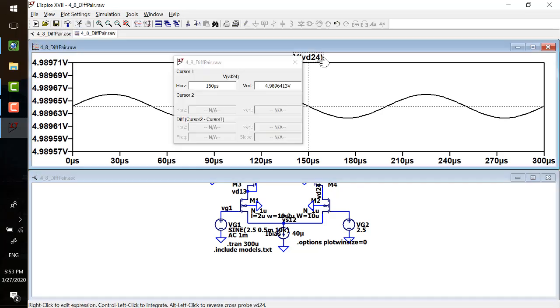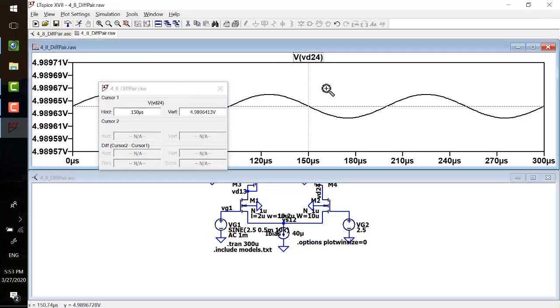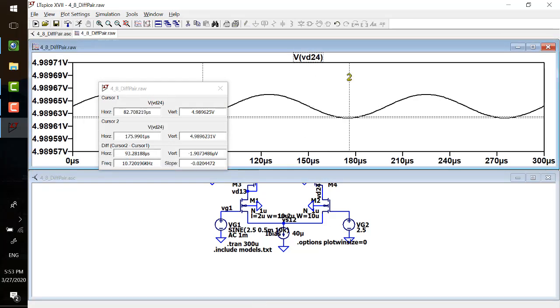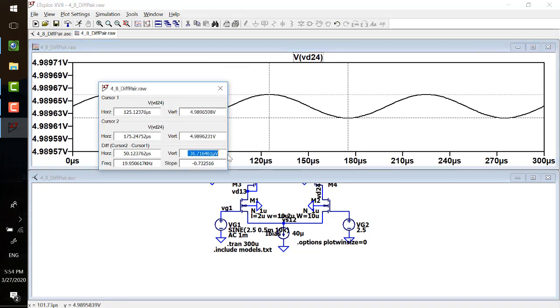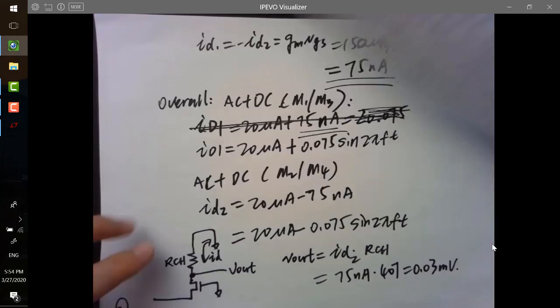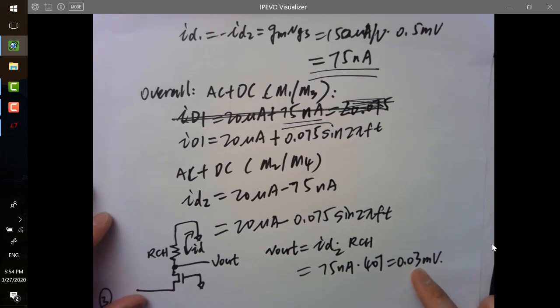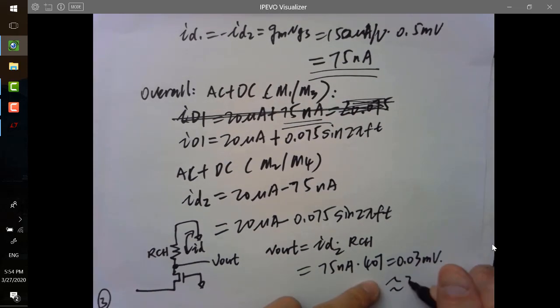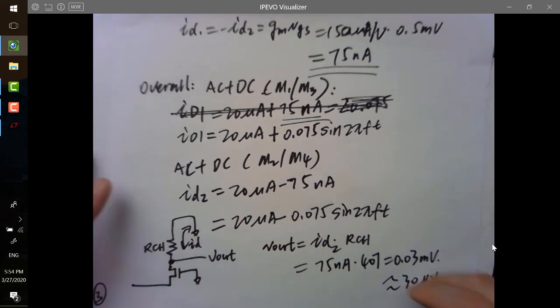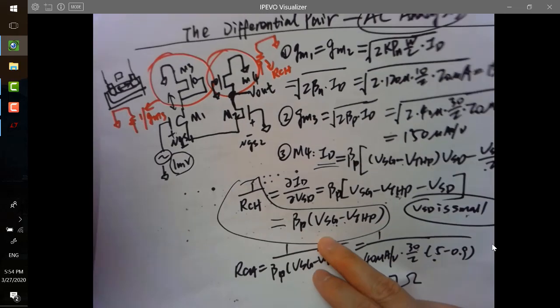Okay, and now let's measure the peak-to-peak voltage for the output. So it's negative 30, or the amplitude for the absolute value is 36 microvolts. And if you look at the calculation we have, I think it's something around 30 microvolts. So this is verified. It's pretty close, and the simulation matches the calculation. So this is how you do this homework.